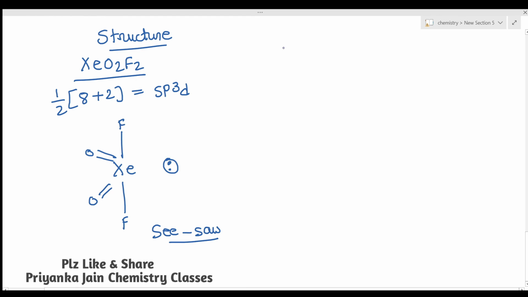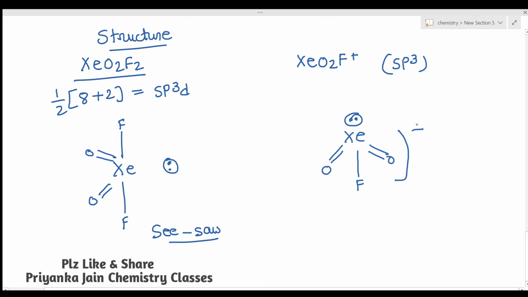Similarly, if we see the structure of XeO2F plus, you can find out its hybridization will be sp3. Xenon is the central atom and these are the oxygens and one fluorine, and one position is occupied by the lone pair of electrons. So it has a pyramidal shape, right? So this is all about the compounds of xenon.